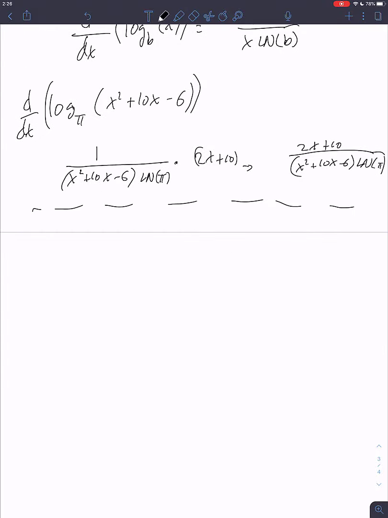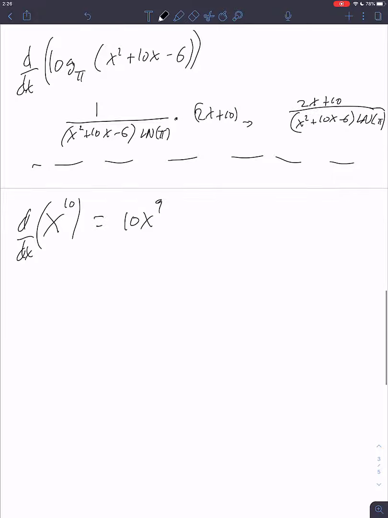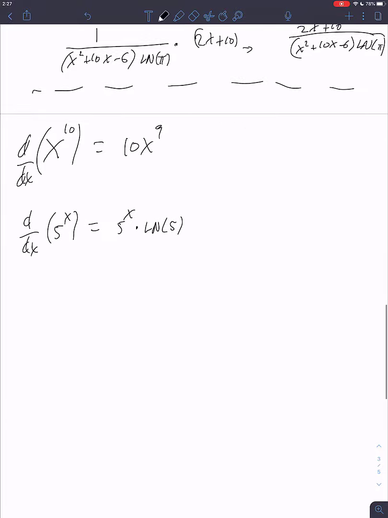As I mentioned briefly, the derivative of an exponential. If we have, let's say, a polynomial x to the 10th, the derivative we've seen numerous times is 10x to the 9th. Reduce the exponent by 1. But what if it's the other way around? What if we have a number raised to an x? The derivative of that, of any exponential, is always itself times ln of the base.